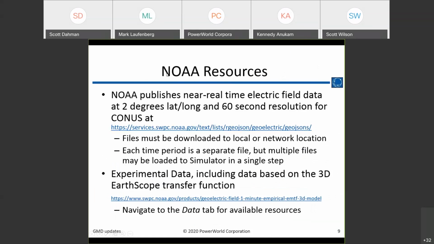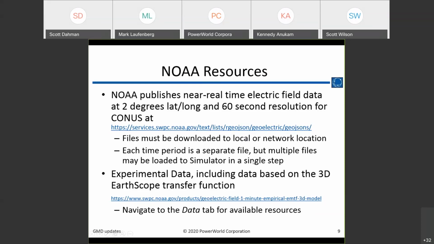So the NOAA, the National Oceanic and Atmospheric Administration, has got some near real-time electric field data at 2 degrees spacing. It is kind of uniform spacing, but it's not a rectangle in that it follows the contours of the continental United States. So there are gaps where the national border is with Canada and Mexico, and then also with the oceans as well. So that data can be accessed here. The files have to be downloaded into a local or network location before you can read them into Simulator. We'll look at an example of that in just a moment too.